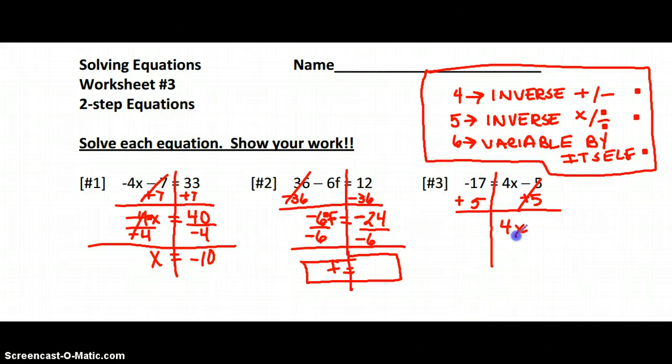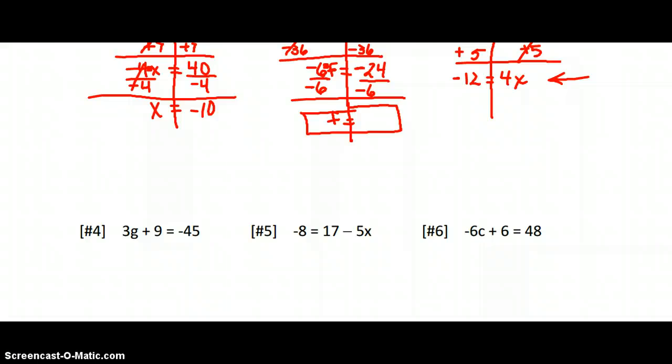So 4x's come down. Negative 17 plus 5. Negatives win the war. More 17 than 5. And my answer is negative 12. You finish this one. What is the opposite of multiplying or dividing? Finish that one. Pause it if you need to pause it, or come back to it later on.